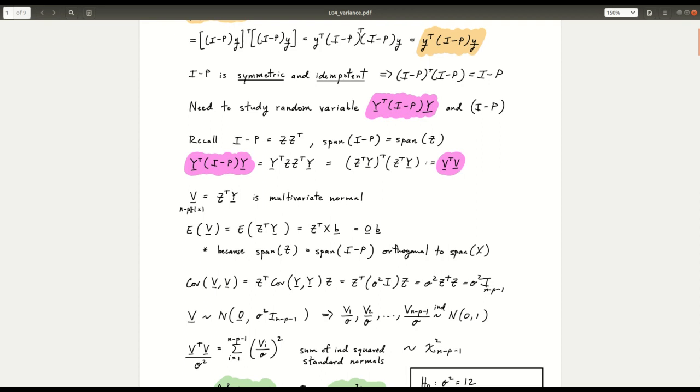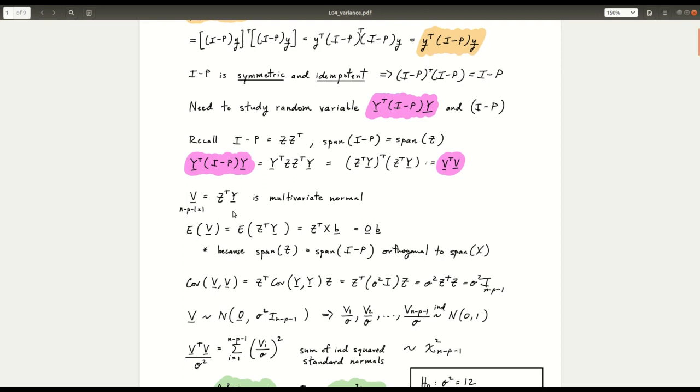And then we're going to study this vector capital V. So this vector capital V is just a matrix, Z transpose, times a multivariate normal vector. Therefore, V itself is multivariate normal. Let's quickly look at the dimensions of V. So Z is going to be n minus p minus 1 by, let's see, yeah, n minus p minus 1 by n.